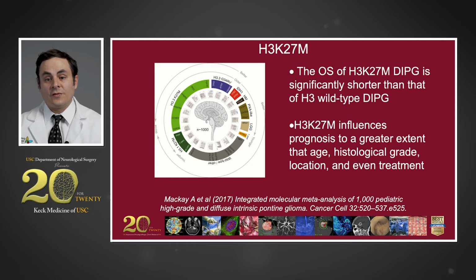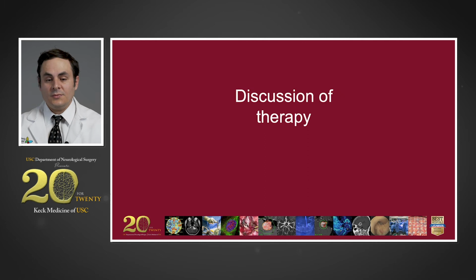The overall survival of K27M DIPG is significantly shorter than that of H3 wild type DIPG, and the H3K27M mutation influences prognosis to a greater extent than age, histologic grade, and even treatment. So speaking of treatment, let's progress to a discussion of therapeutic modalities for DIPG.